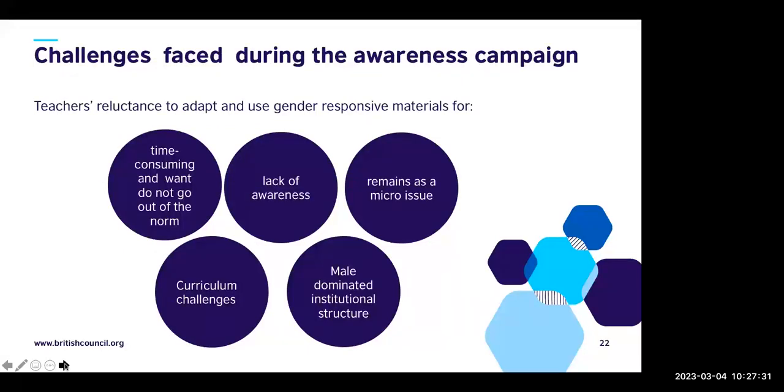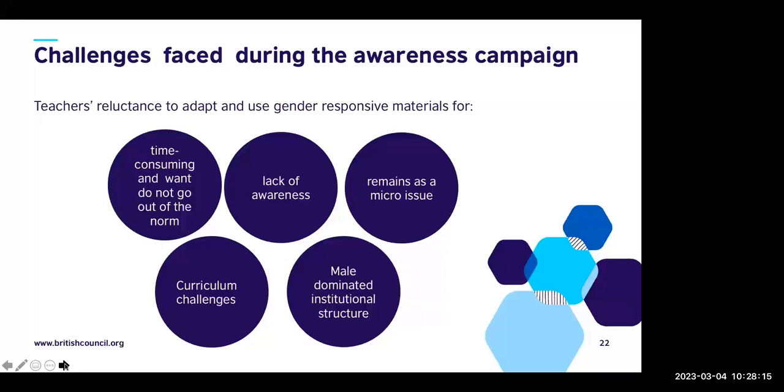Some of the challenges I faced during the awareness campaign on gender-responsive material preparation and teaching. One challenge is that teachers say the gender issue belongs to another department, the language department, because it is time consuming and goes outside the normal norm, because of a lack of awareness of gender-sensitive issues in the teaching materials. Another challenge is that gender remains a micro issue.